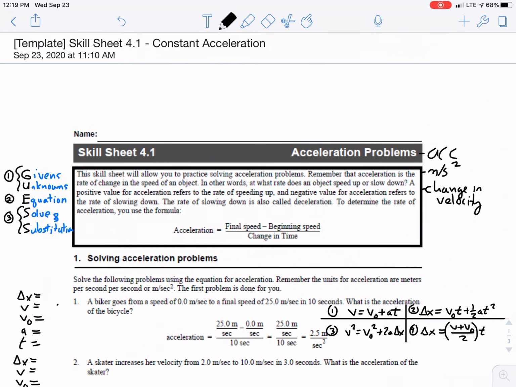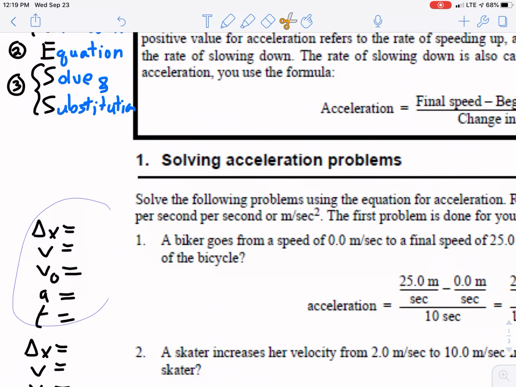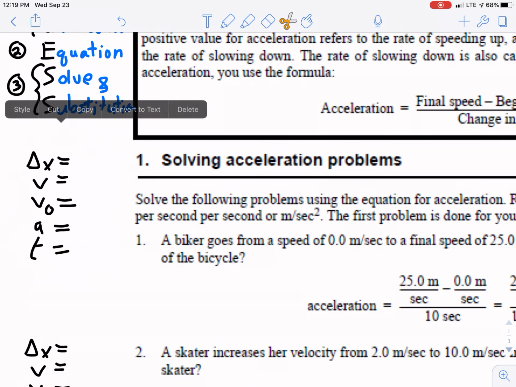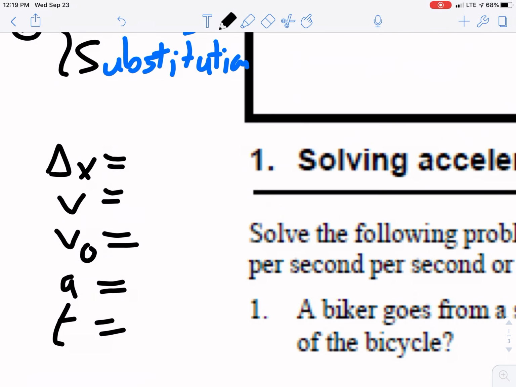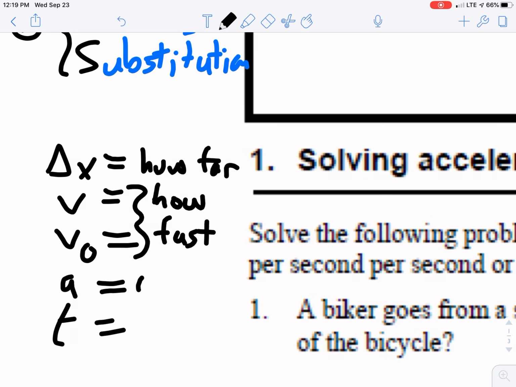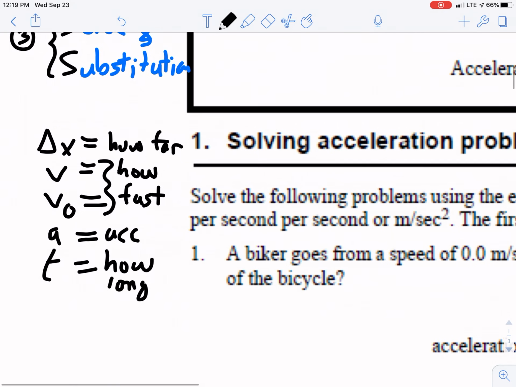And when it is, you will immediately make a list of 5 variables. Delta x tells you how far. V and V naught would be final and initial velocity. That tells you how fast. This is, of course, the acceleration. And T tells you how long it takes to do something. So you want to make sure that you know how to list your variables appropriately. When you do a problem, you're guaranteed to have 3 of the 5 variables known in the problem and 2 of them unknown.